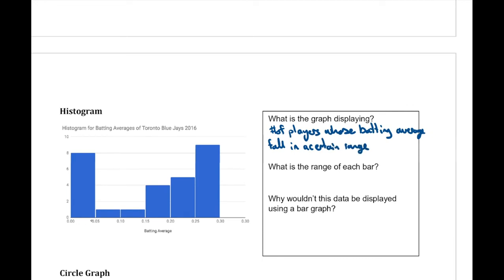So we see the ranges are basically the start and the end point of the bars. So what is the range of each bar? Well, looking at this, we can see that the value is 0.05, but because we're dealing with average, technically this usually looks at percentage, your batting average, your batting percent, what is the percentage of the time that you're going to hit the ball. So you might say it ranges from 0.05, or you could say 5%.